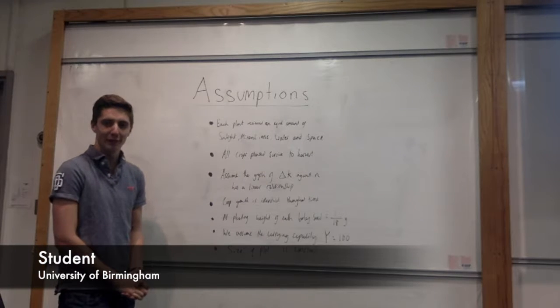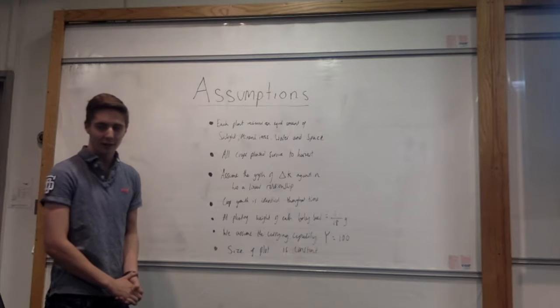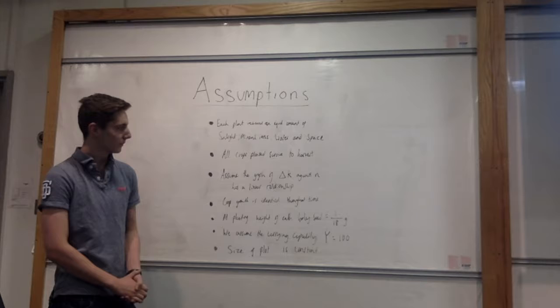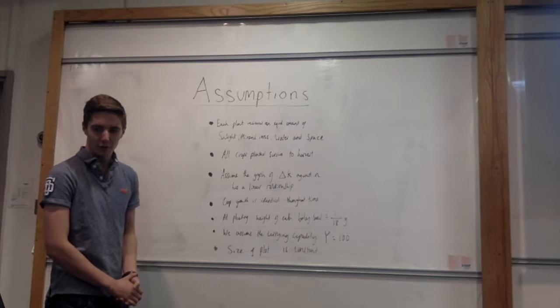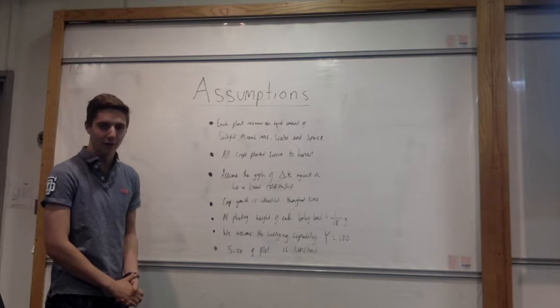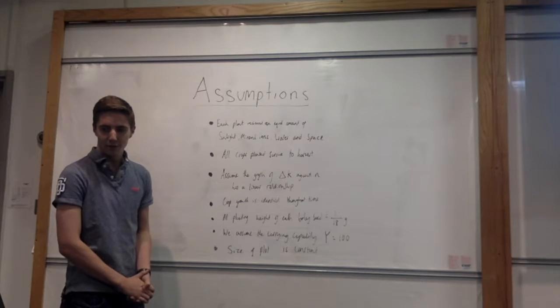For our model to be valid, we've taken some certain assumptions. Each plant receives an equal amount of sunlight, mineral ions, water, and space. All crops survive the harvest. Growth rate and number of plants have a linear relationship. All crops have equal growth rate at all times.